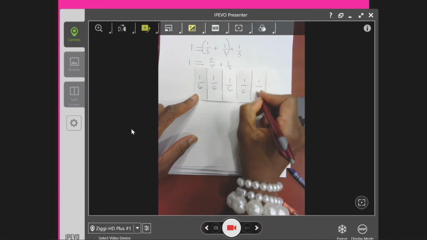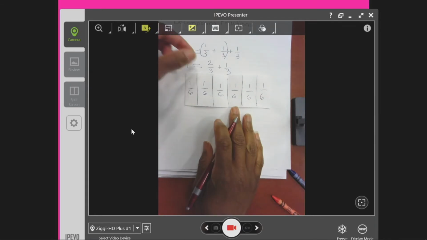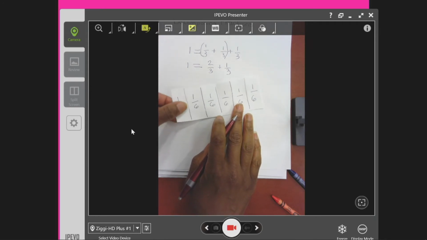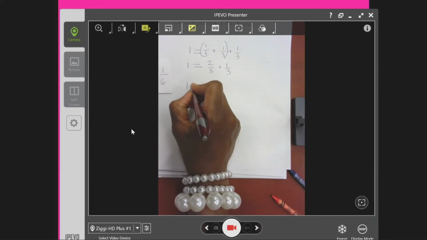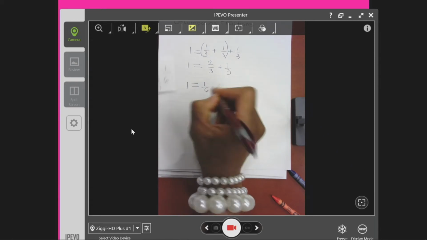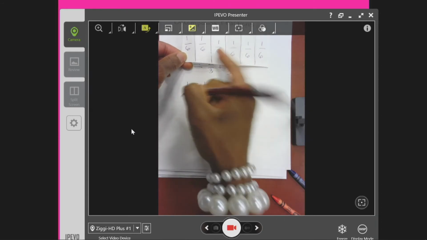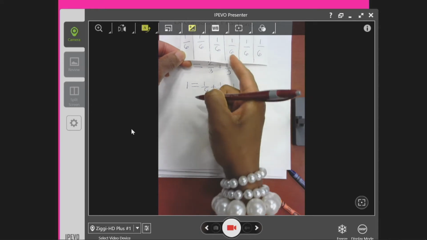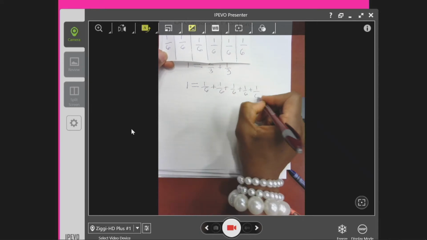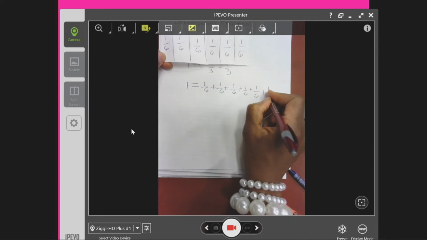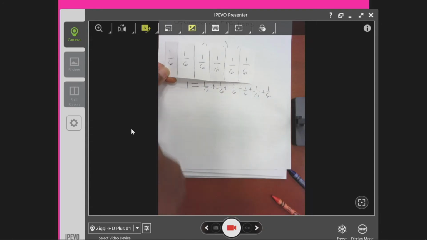So we are again decomposing fractions into the sum of fractions, and we're using visual models to help do this. We're going to again begin with 1 whole equals 1/6 plus 1/6 plus 1/6 plus 1/6 plus 1/6 plus 1/6 again. 1, 2, 3, 4, 5, 6 total parts make up our 1 whole.